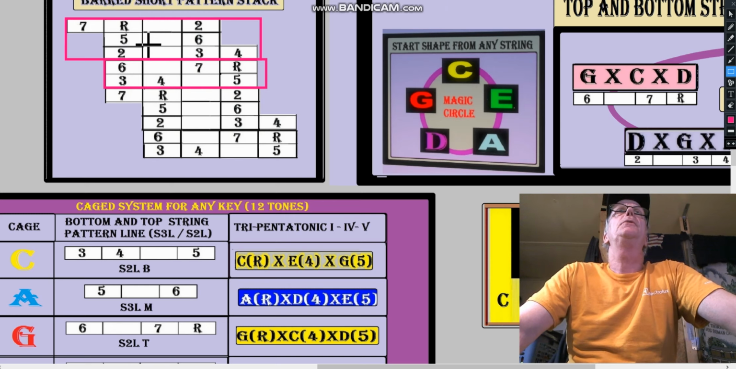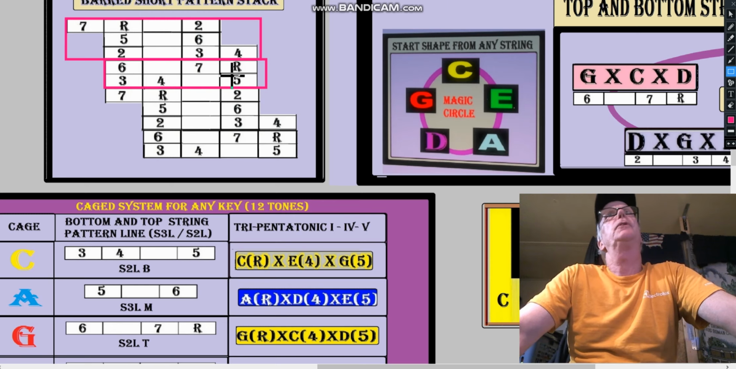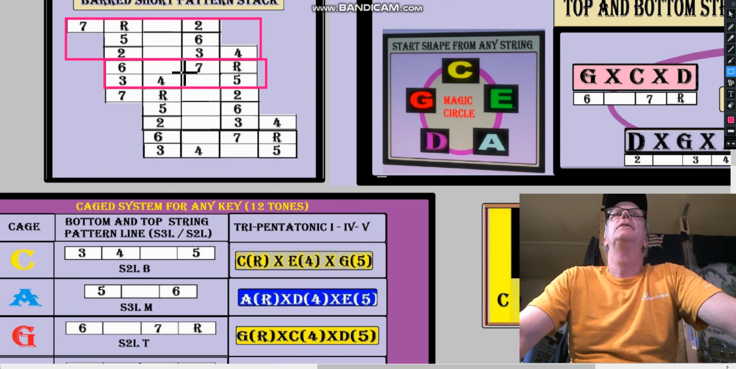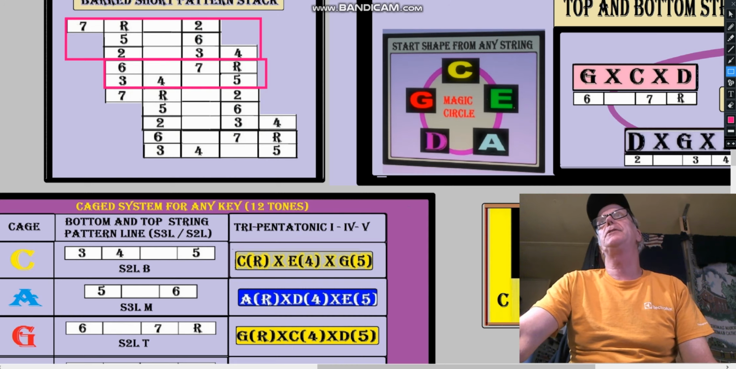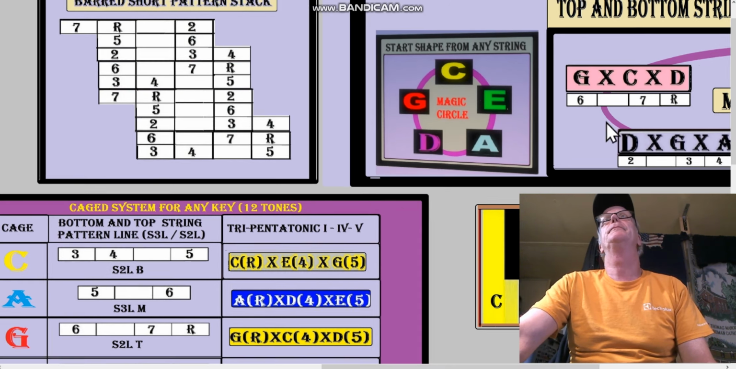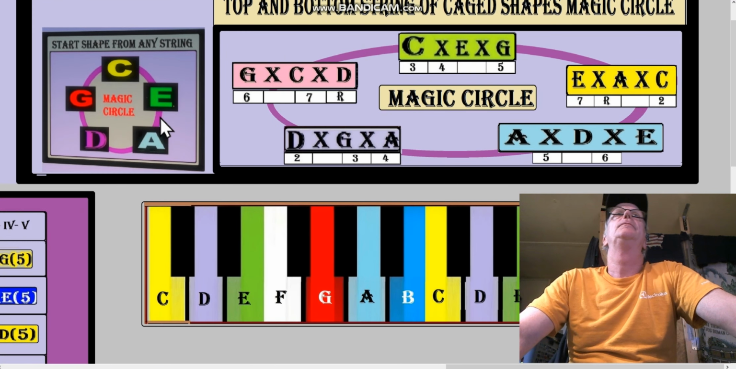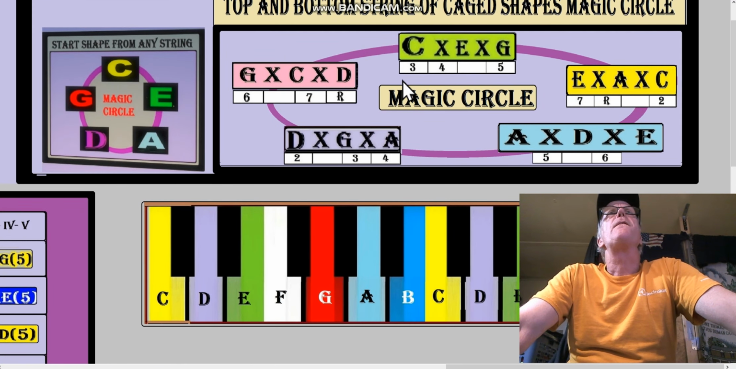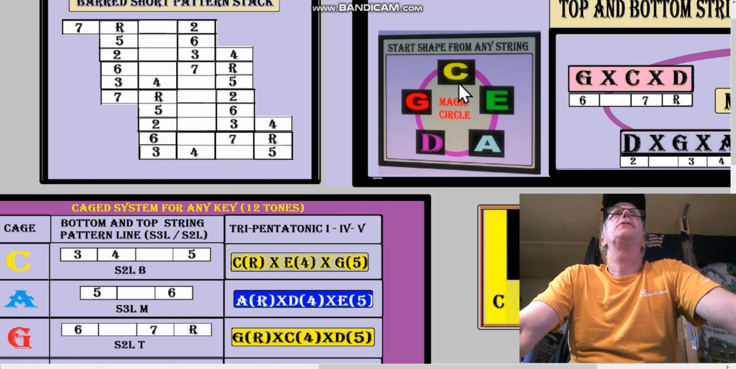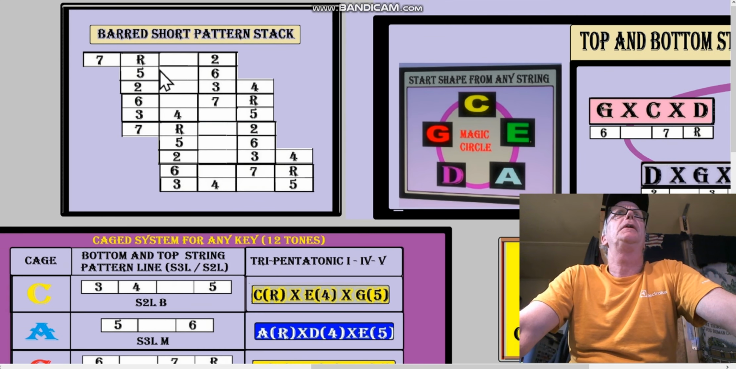Alright, so here's the two patterns that you have to know. That's all you have to know. Alright? And to build any pentatonic scale, you're going to have a combination of these two patterns. Alright? I'm trying to explain the magic circle here. Now, in these patterns, I had to reorient myself. So let's just look at these top two here.